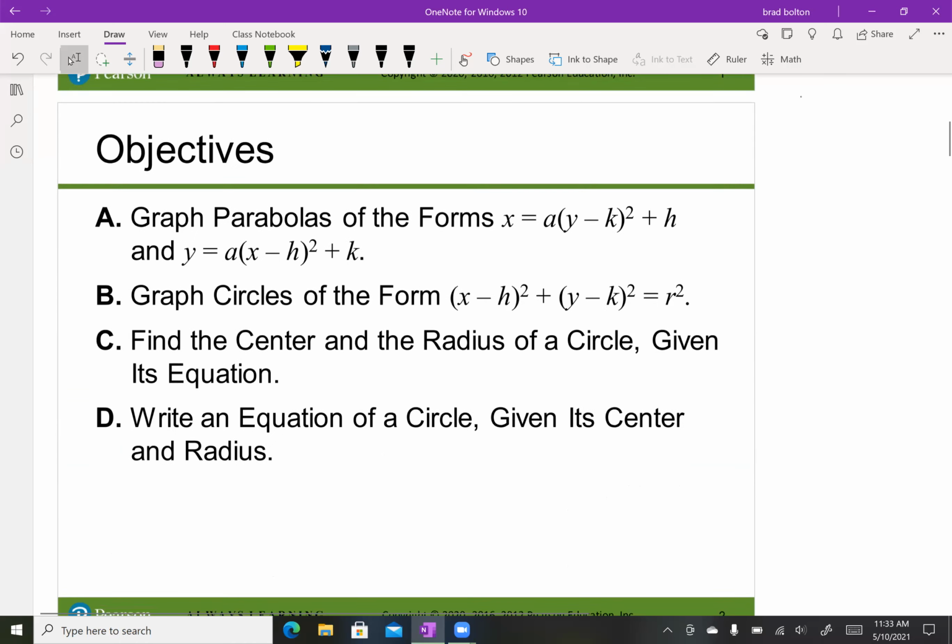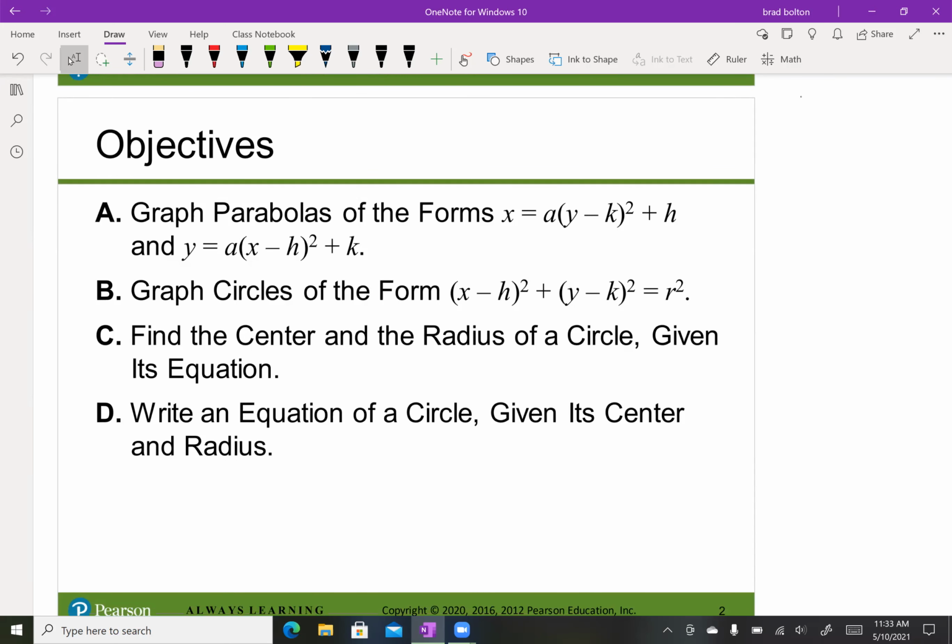Okay, so first thing, part A, we're going to talk about graphing parabolas of the form x equals a times (y minus k) squared plus h, and y equals a times (x minus h) squared plus k. Notice this is the one right here, the bottom one that we're used to. This is going to be the new one, okay? You notice that the y term is right here and it is being squared, so that's what's going to make it different. This is the horizontal and this is the vertical.